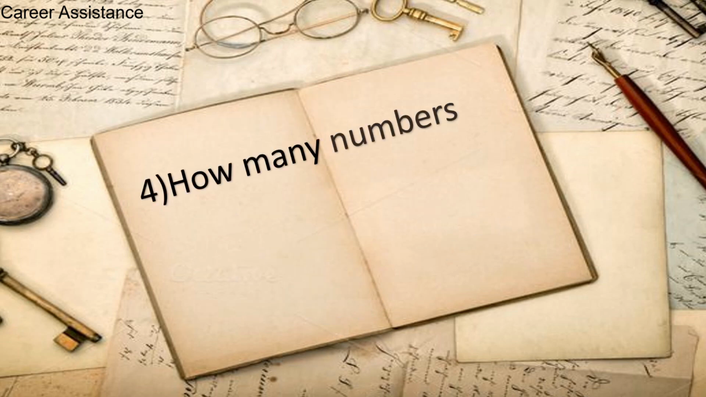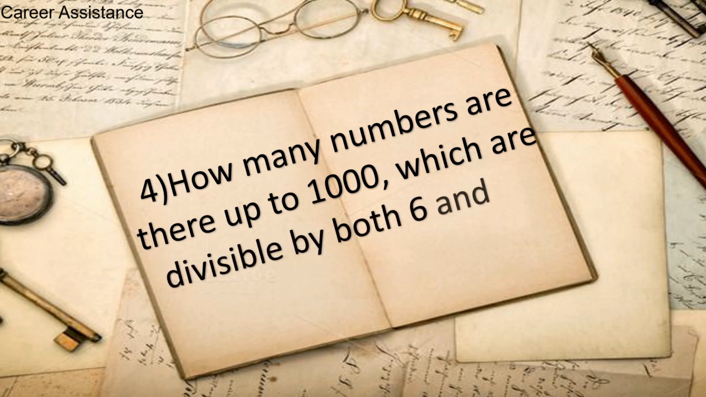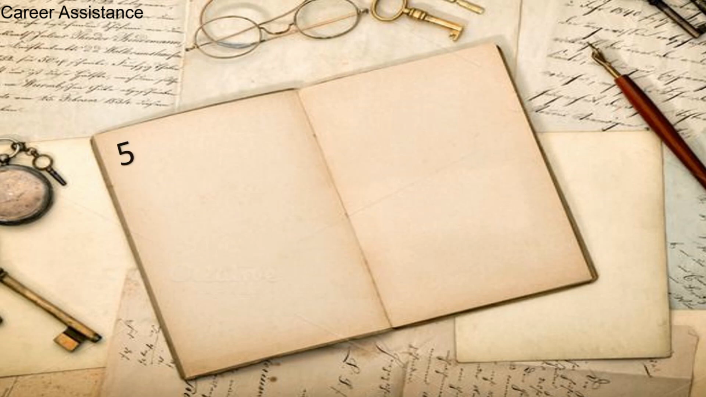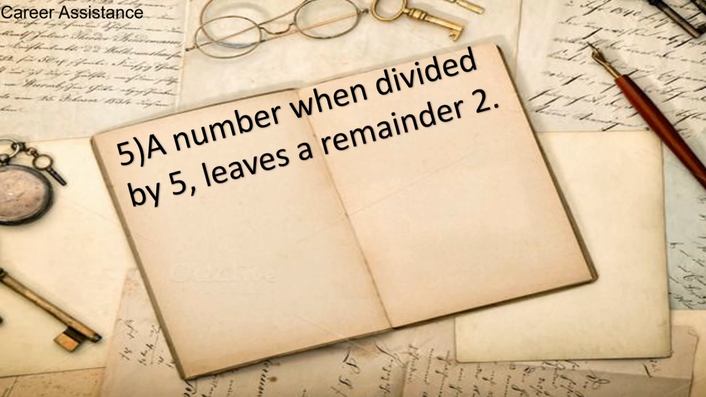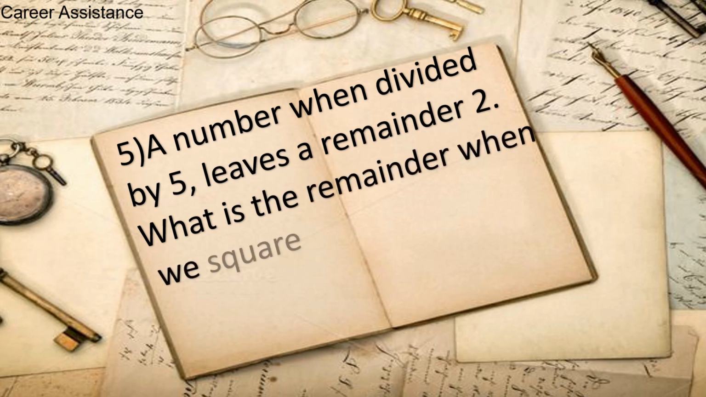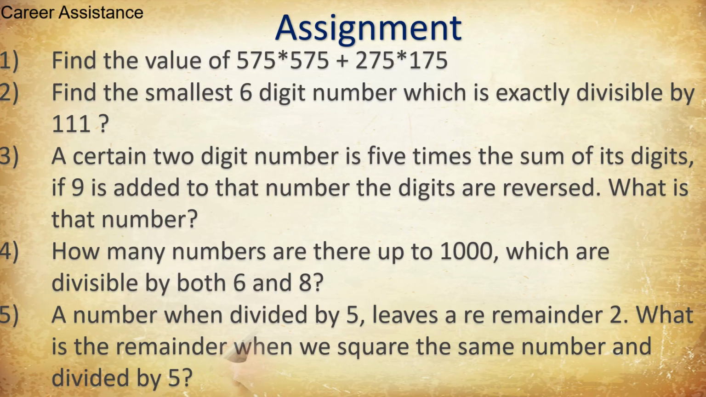The fourth one is how many numbers are there up to 1000 which are exactly divisible by 6 and 8 together. We need to find out how many numbers there are. And the last one is a number which, when divided by 5, leaves a remainder 2. What is the remainder when we square the same number and divide it by 5? We need to find out.